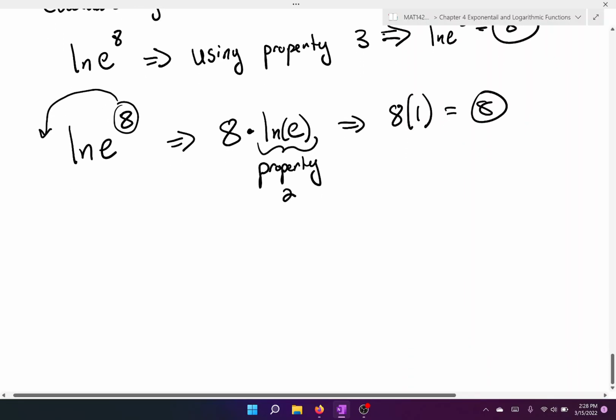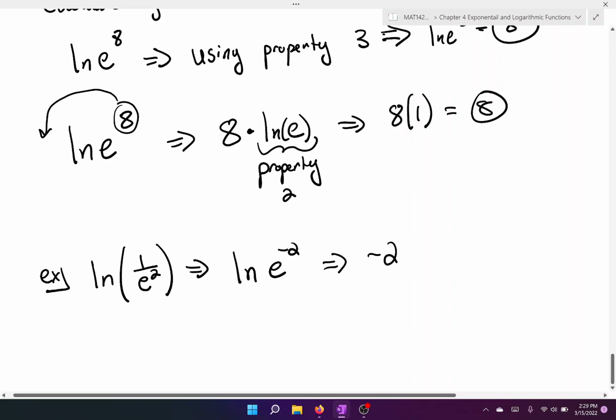So another example here for evaluating a natural log would be like the natural log of 1 over e to the 2nd. First thing I would do is apply my negative exponent rule to make this the ln of e to the negative 2. Then I would take that negative 2, pull it out front, and evaluate the natural log of e, which is by definition 1. So you would get negative 2 as a final result.